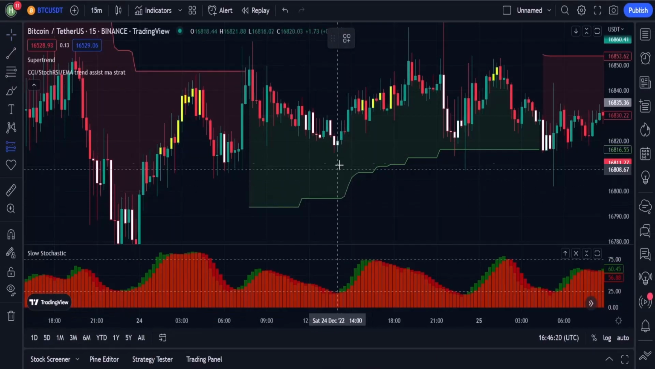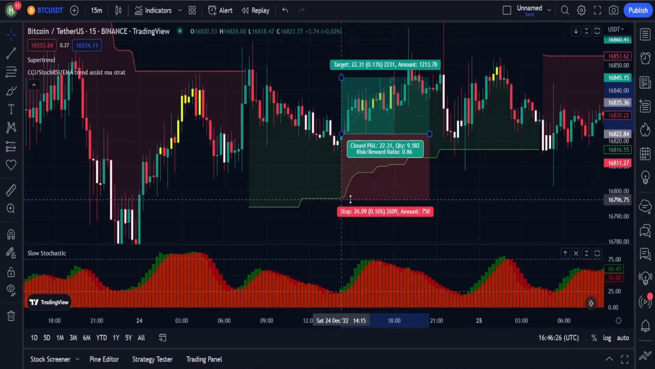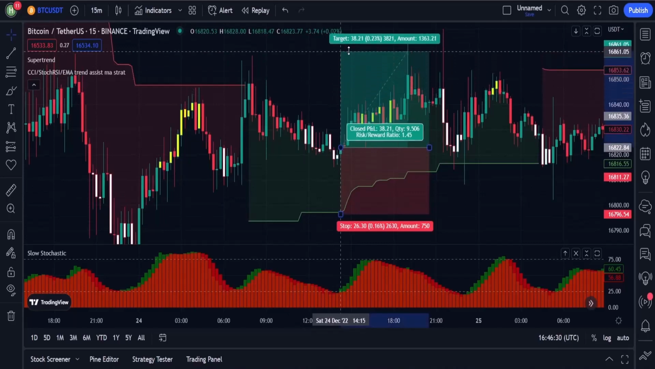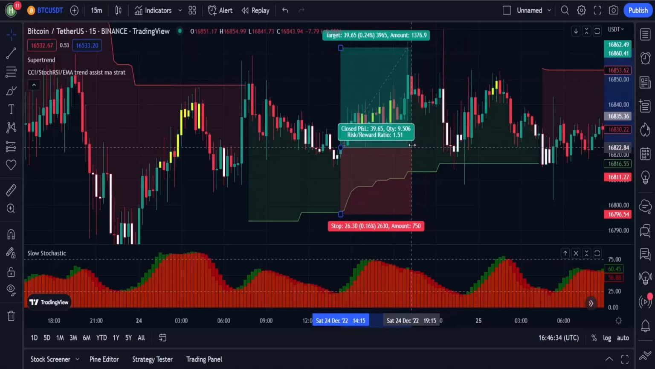So as all the rules are confirmed here, let's enter the trade at this candle. We will set our stop loss slightly below the super trend line for a buy trade, and we will set our take profit target at 1.5 times the risk. And this would have been a profitable trade.